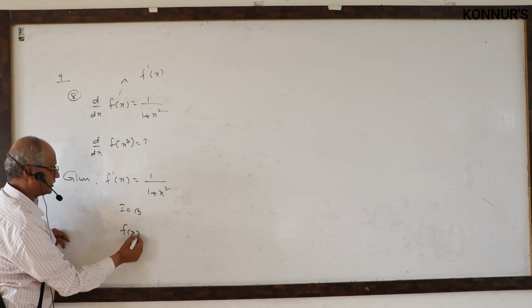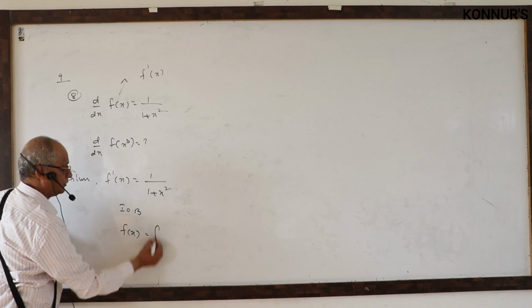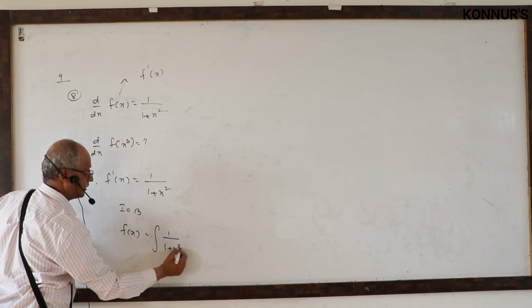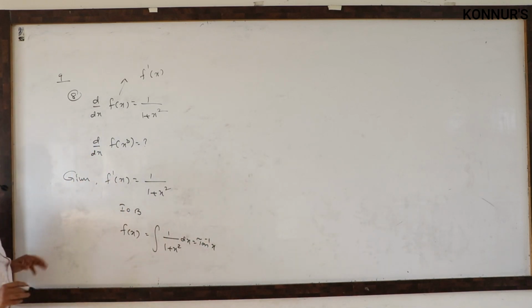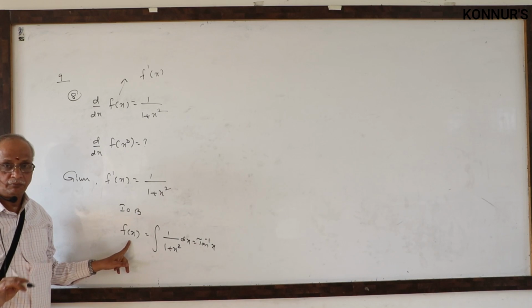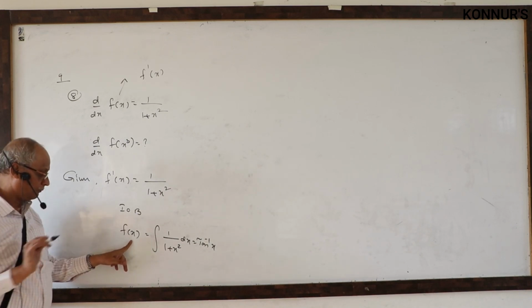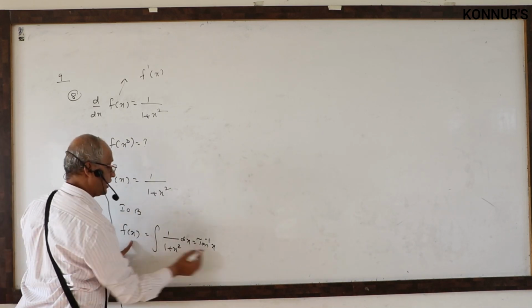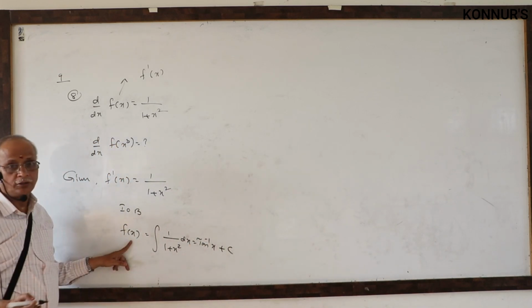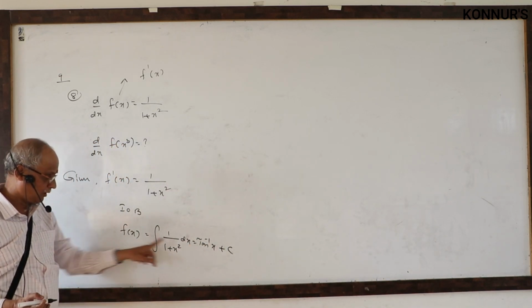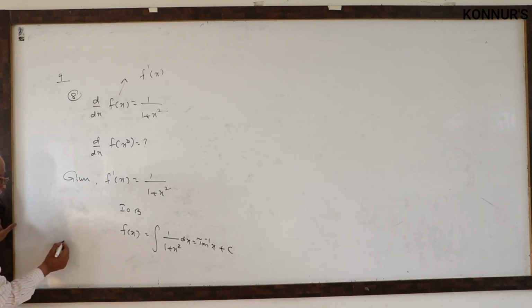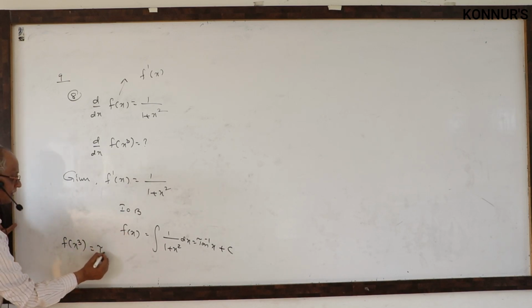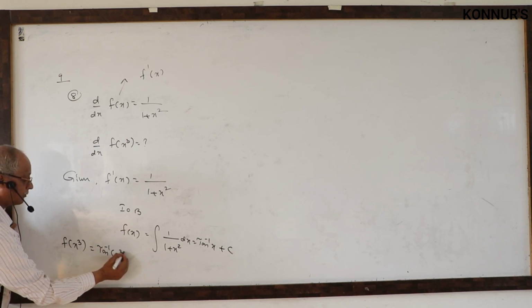It becomes f of x is equal to integral dx by 1 plus x square. What is the integration? This is your function. Finally, they gave you f of x is equal to tan inverse x plus integral constant c. This is your f of x. Okay? Then, what is f of x cube? Substitute x as x cube: tan inverse of x cube plus c.